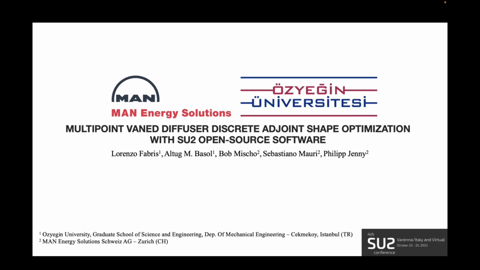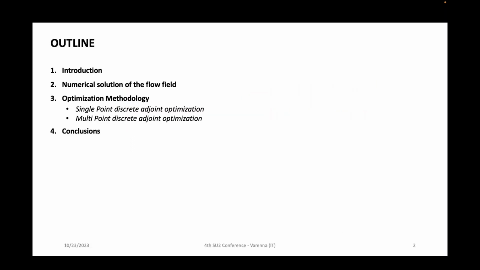Okay, good afternoon, everyone. It's me, Lorenzo. Today we're going to cover in this very brief presentation the outcomes of this study, the major outcomes at least, why we decided to develop the multi-point vane diffuser adjoint optimization, why did we choose the diffuser, why did we go through this. The outline is the following.